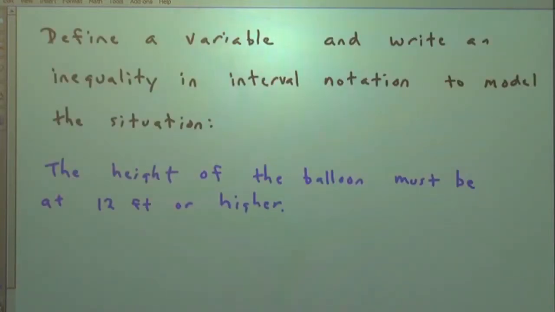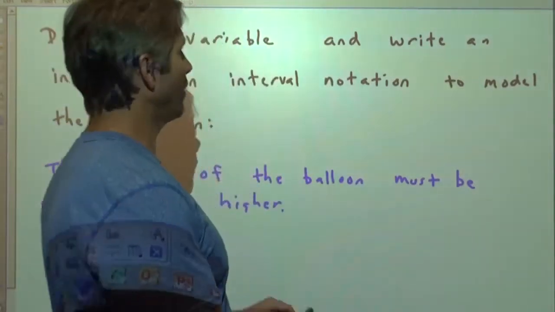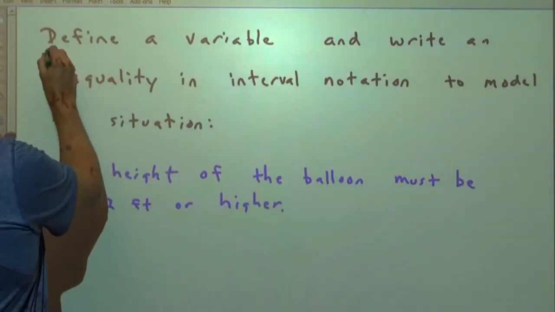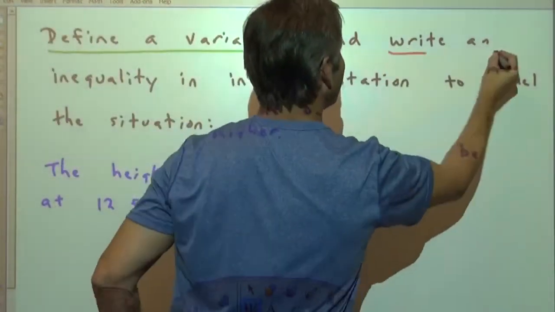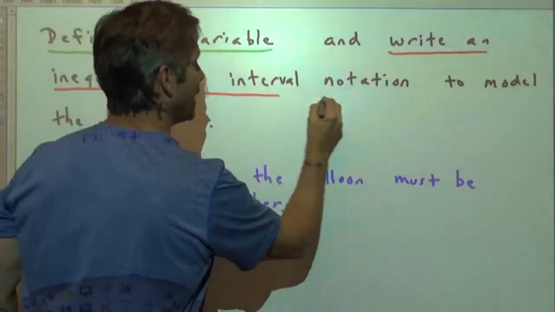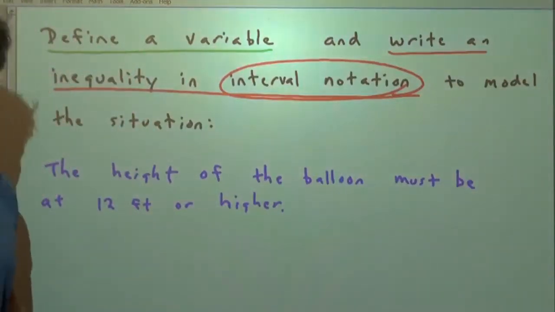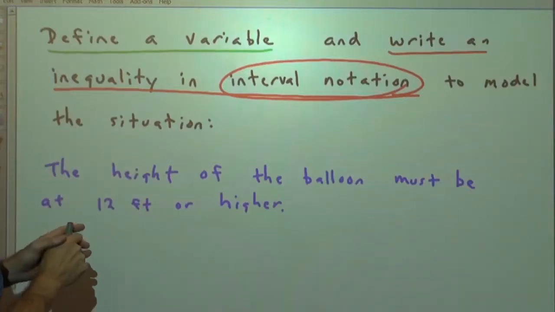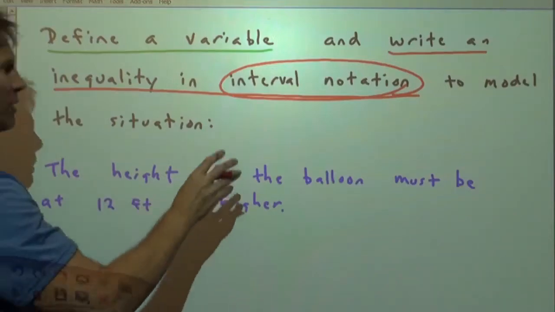Define a variable and write an inequality in interval notation to model the situation. Hey, as young students, let's be wise. When we start getting word problems, I might even take a colored pencil. I'm going to do a couple things. It says define a variable. That's one thing. Then it says, and now we need to write an inequality in interval notation. And I might circle interval notation. This is called annotating the problem. We want to just differentiate and say, what is it that we have to do? Got to first define a variable, and then we have to write an inequality in interval notation to model this situation.